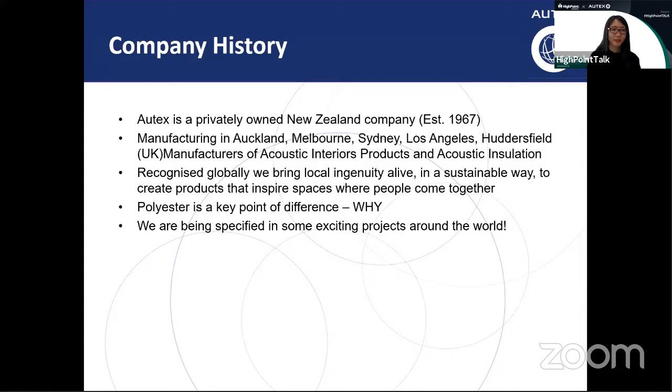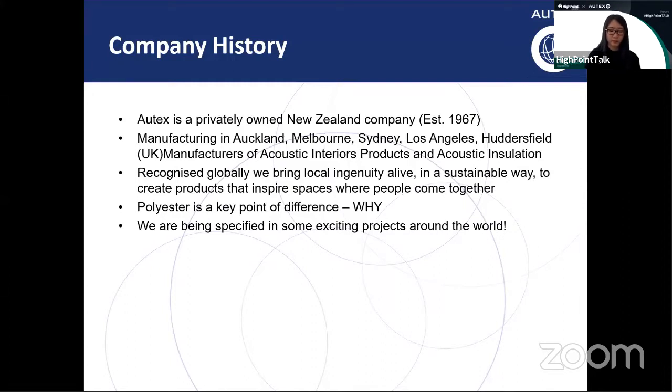A little bit about AUTEX for those that don't know. We're a privately owned New Zealand company. We started in 1967, so we've been around a long time, manufacturing a range of different textile products, and more recently, we've really centered in the acoustic interiors space. We manufacture here in Auckland, in Australia, both in Melbourne and Sydney, and in the US, we manufacture in Los Angeles and Huddersfield in the UK. Primarily, we manufacture acoustic interiors products and also some acoustic insulation.